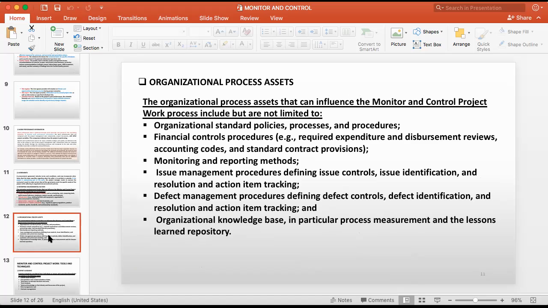So what are the organizational process assets? If you take the organizational process assets, you have your standard policies, your templates, and your financial controlling procedures, reporting methods, monitoring methods. All these things are there. Some companies have a reporting technique. How are you going to report? You have some templates, you have some forms to fill, weekly forms, monthly forms. And if you are an ISO company, you have different reporting techniques.